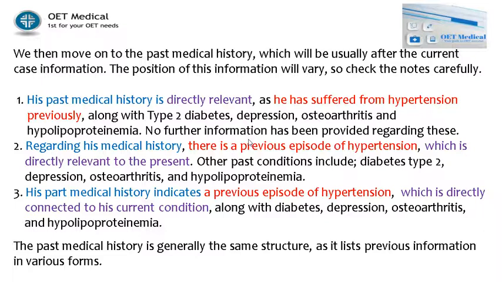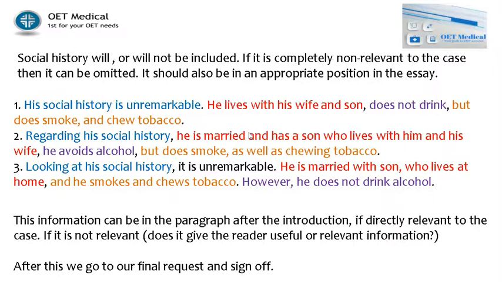So, the past medical history is generally the same structure as it lists previous information in various forms. Social history will or will not be included. If it is completely non-relevant to the case, then it can be omitted. It should also be in an appropriate position in the essay. So, if you think it needs to be included but it's not that important, it doesn't affect the treatment of the patient, then it can be near the end after the treatment.